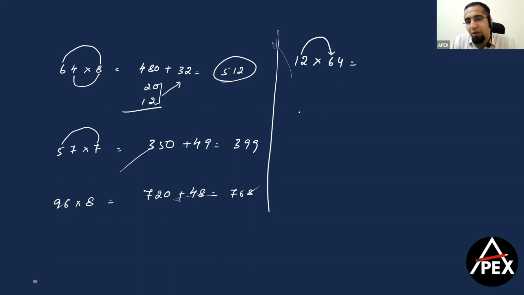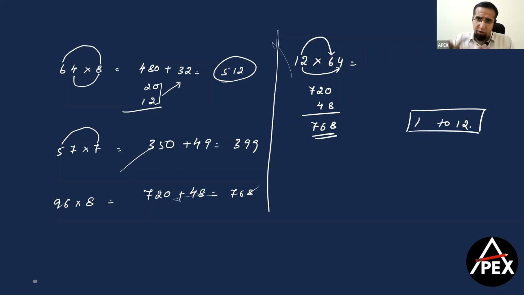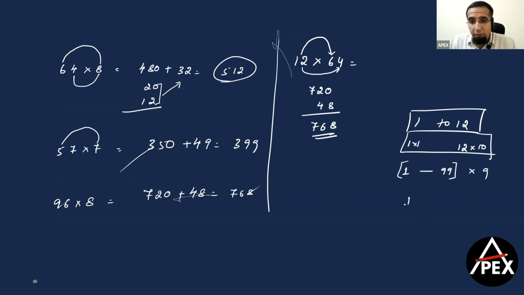Now we can go with this: 12 sixes is how much? 72. That becomes 720. And 12 fours is how much? 48. So 720 plus 48 will give me 768. So we can extend this if we know tables from 1 to 12, which I'm assuming all of us know. If you do not know it, or if you have forgotten it, or if you are losing confidence, sit down and write it in one shot, 1 into 1 till 12 into 10, not more than that. If you know till this point, what is the advantage? You become comfortable with tables of 1 till 99 into 9.